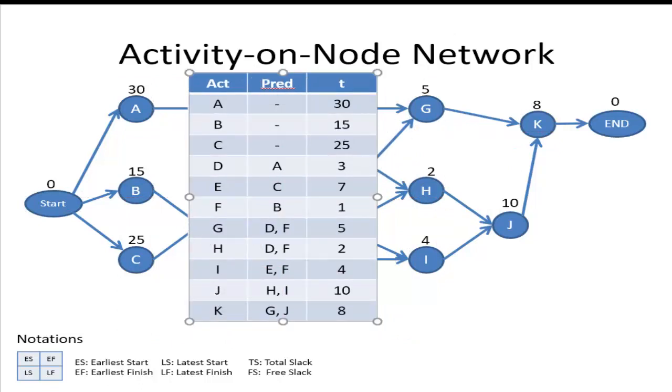Okay. Now I need J and K, after I have drawn I. Now J has the predecessors H and I, and the duration is 10. Activity on node, we're writing 10 here. And then K, its predecessors are G and J. So they move on to K, and then it goes to the end, which has a duration of 0. So end has a duration of 0 and start has a duration of 0, and this is my network diagram overall.